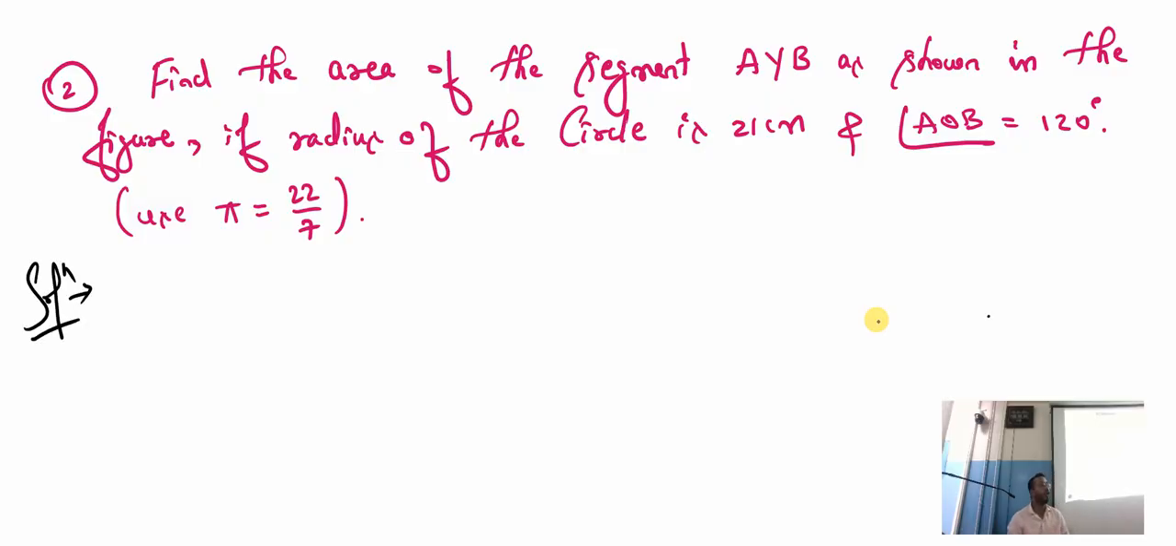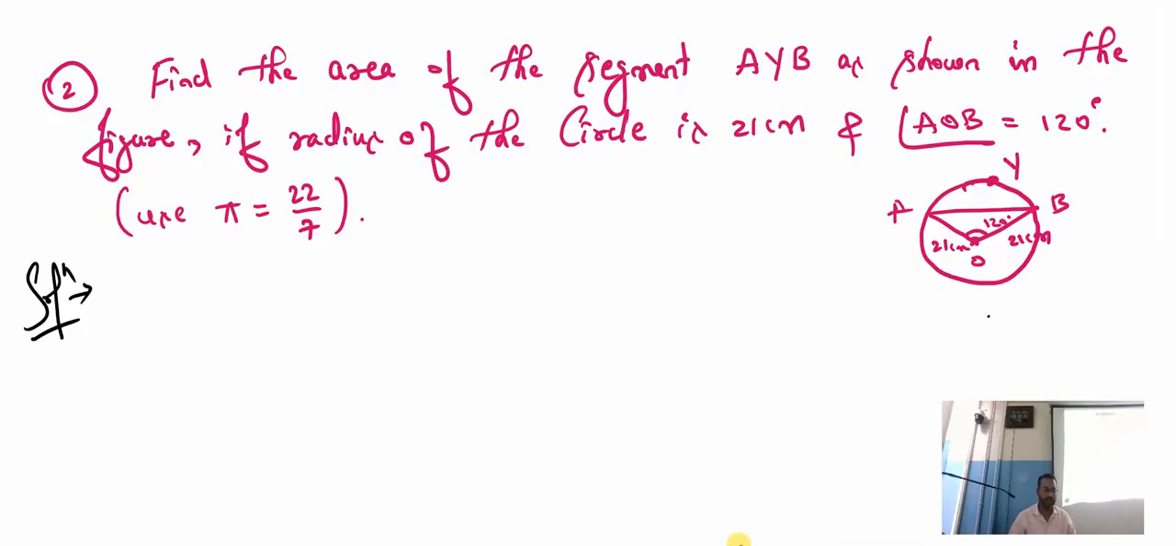Okay. Now here, as shown in the figure means, in the question itself, they have given the diagram for you. Is this clear? Now this is 120 degree. This is 21 centimeter radius, 21 centimeter radius, OAB. And let me take a point in the space as Y. So what is the angle they have given? 120 degree. Radius is 21 centimeter. Okay. Clear? Good. Now look at here, students.